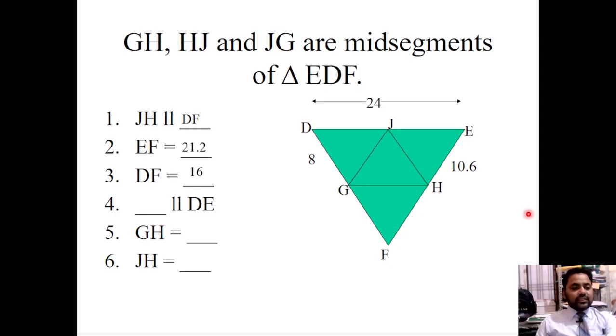Here DF is equal to 16. GH is parallel to DE. GH will be 12 because this is half of the length DE, and JH is equal to 8 because DF is equal to 16, so JH will be equal to half of the length of DF.